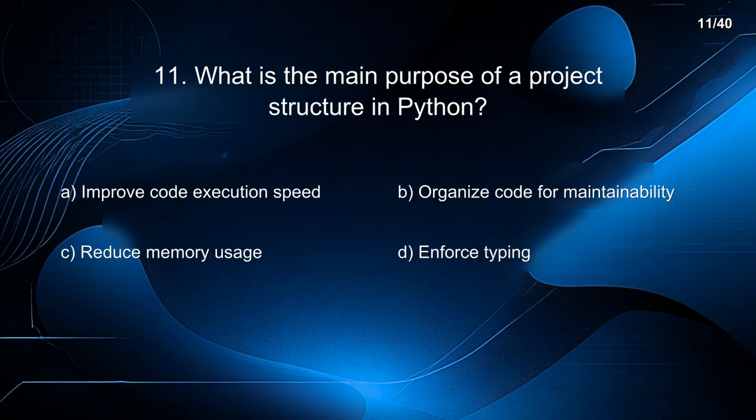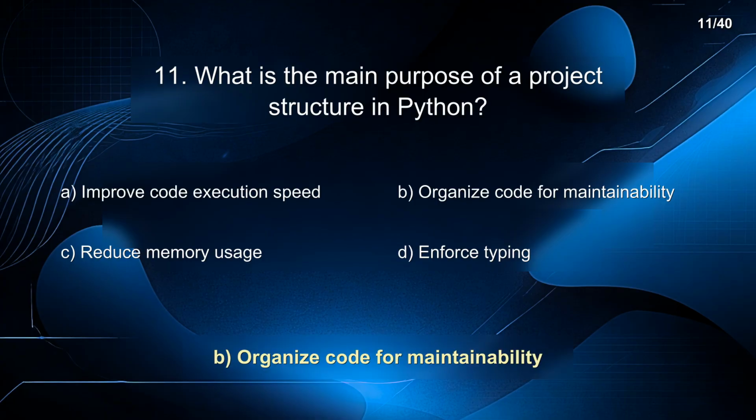11th question. What is the main purpose of a project structure in Python? A. Improve code execution speed. B. Organize code for maintainability. C. Reduce memory usage. D. Enforce typing. Correct answer is B. Organize code for maintainability.